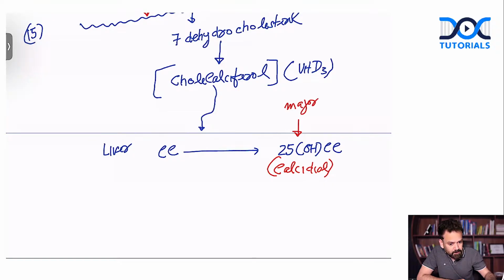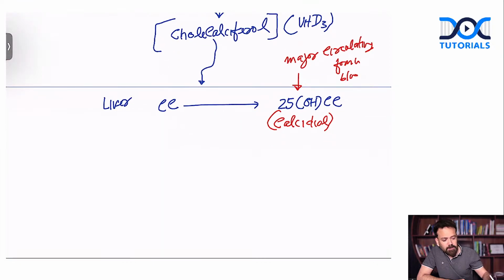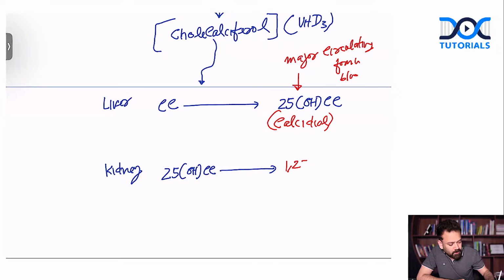It is the major circulating form in the blood, but this is not an active form. Okay, this is not the active form. Then it has to move to the kidney so that 25 hydroxy cholecalciferol is converted into the main hormone 125 dihydroxy cholecalciferol, and this is the active form called calcitriol.